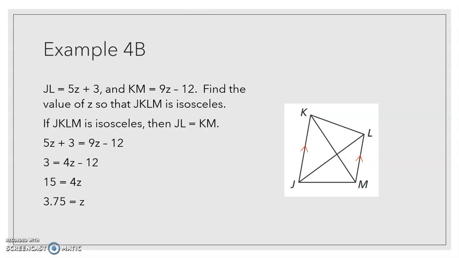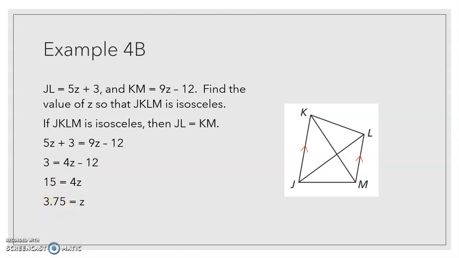Okay, so here it is. I decided that if this was going to be an isosceles trapezoid, then JL and KM must be congruent, because remember, in an isosceles trapezoid, the diagonals are congruent. So I set up this equation. I subtracted 5z from both sides to get 4z right here. Then I added 12, and then I divided by 4. So z must be 3.75.